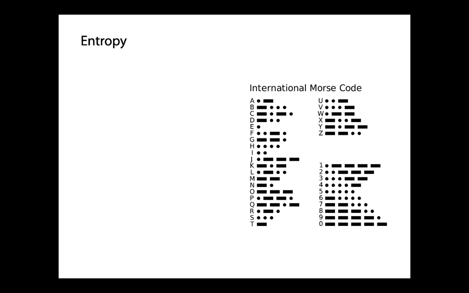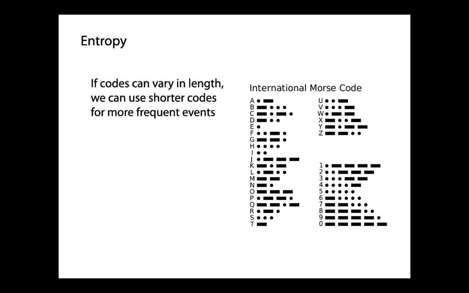Why is that? Well, that's because these are the more common letters, right? So a design decision has been made that the more frequently used letters should receive shorter code words that take less time to tap out on the telegraph machine. Okay, makes perfect sense. So if the codes can vary in length, we can use shorter codes for the more frequent events. And in designing this set of codes that can be variable lengths, what we're seeking to basically minimize is something like the average or the expected length of a code that we would have to generate.